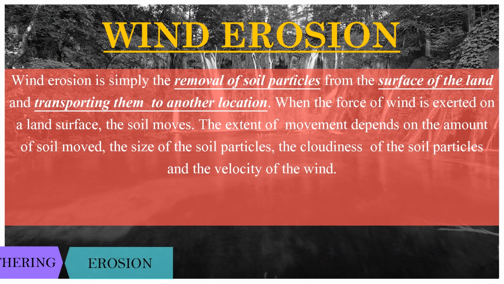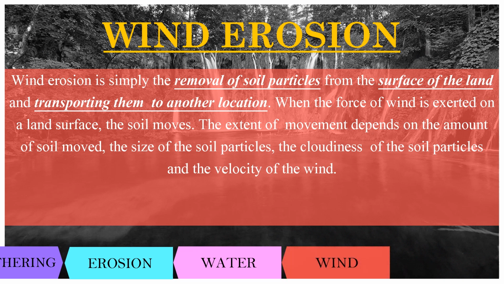Another type of erosion is called wind erosion. Wind erosion is simply the removal of soil particles from the surface of the land and transporting them to another location. When the force of the wind is exerted on the land surface, the soil moves. The extent of movement depends on the amount of soil moved, the size of the soil particles, the cloudiness of the soil particles, and the velocity of the wind.